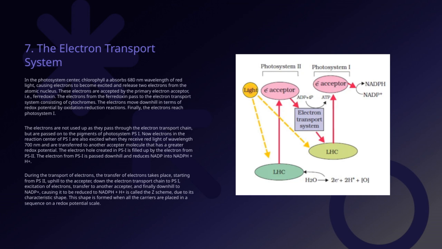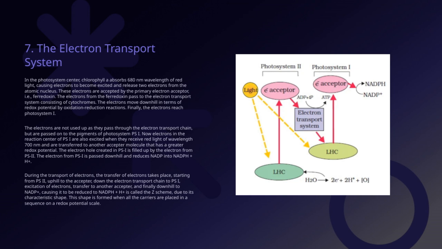Now, an important point to remember is that electrons are not consumed as they pass through the chain. Instead, they are passed on to the pigments in PSI. When electrons arrive at the reaction center of PSI, they're excited again by red light at 700 nanometers wavelength. These excited electrons are transferred to another acceptor molecule with a higher redox potential. The hole left in PSI is then filled by electrons coming from PSII, maintaining the flow. From PSI, electrons continue downhill, reducing NADP+ to NADPH plus H+.